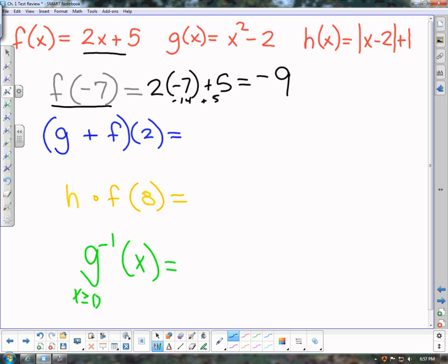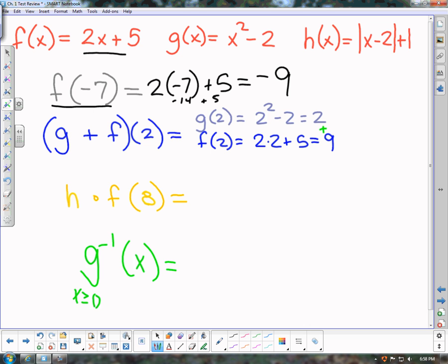Our second one, g plus f of 2. So here we want to figure out what is g of 2 and then what is f of 2. So first off, g of 2 is 2 squared minus 2, which is 2, because 4 minus 2 is 2. And then f of 2 would be 2 times 2 plus 5, which is going to be 9. So then for g plus f of 2, we have to take these two answers and add them together to get our answer to what is actually being asked, and that's g plus f.